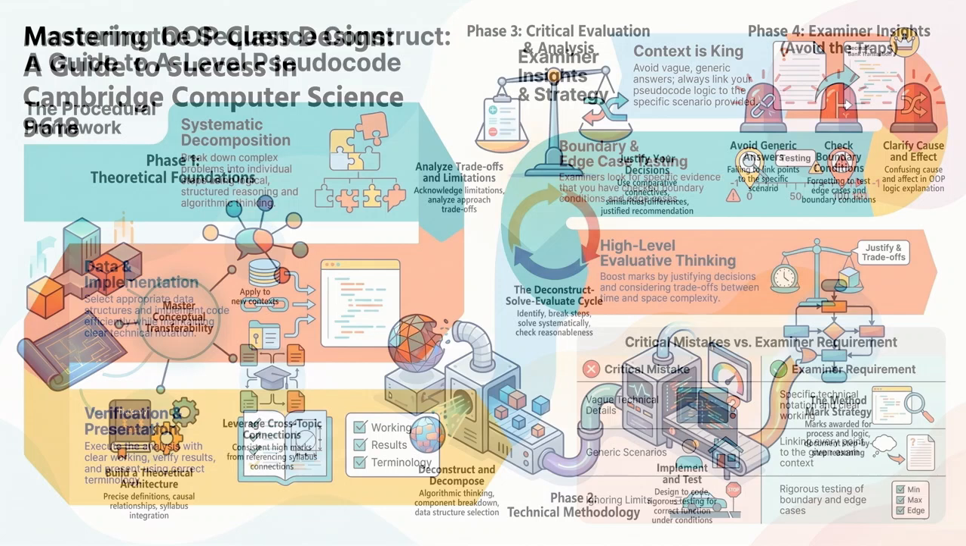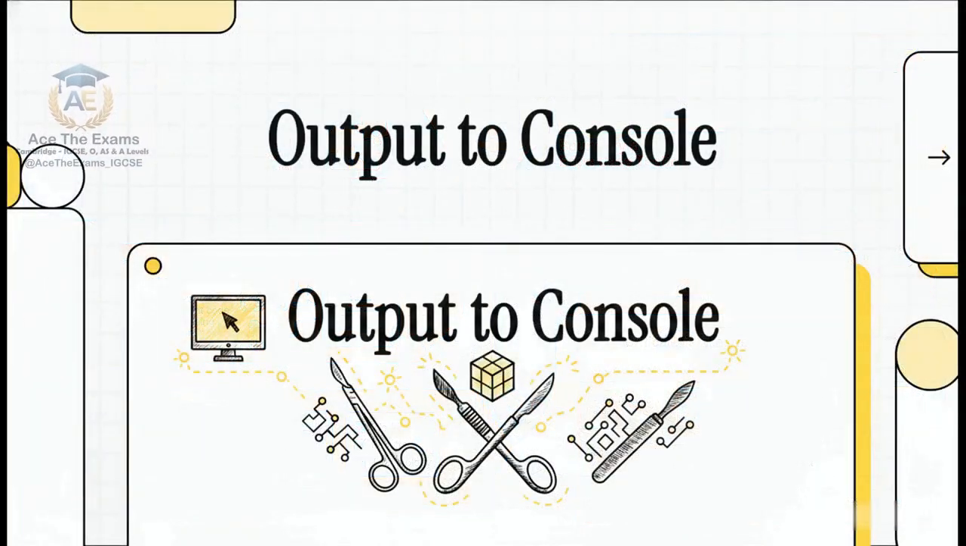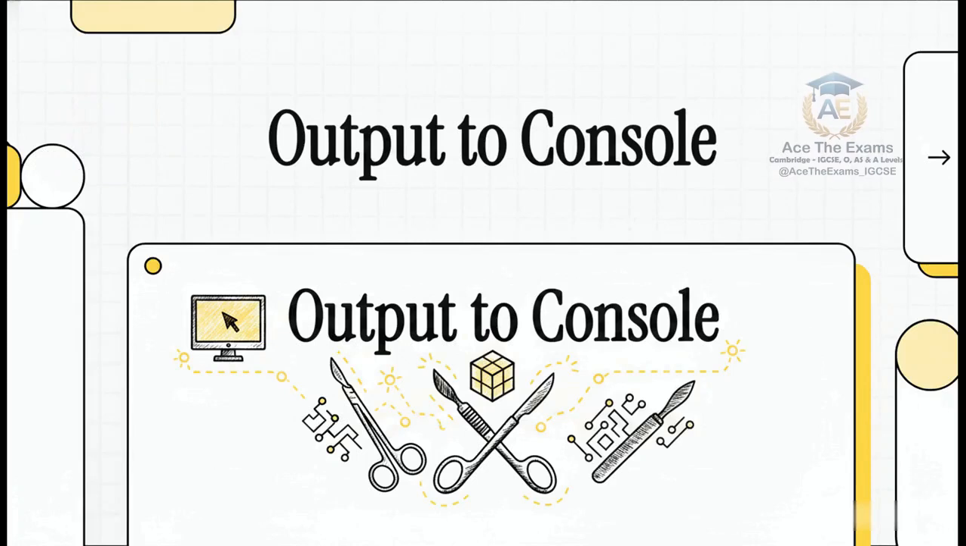Okay, welcome in. Let's dive right into this masterclass explainer where we're going to dissect Cambridge computer science exam questions with absolute undeniable surgical precision. Today we are donning our virtual scrubs, washing our hands, and stepping directly into the surgical theater. We're examining a topic that is quite literally the lifeblood of the Cambridge AS and A-Level 9618 computer science syllabus. I'm talking about output to console in pseudocode.